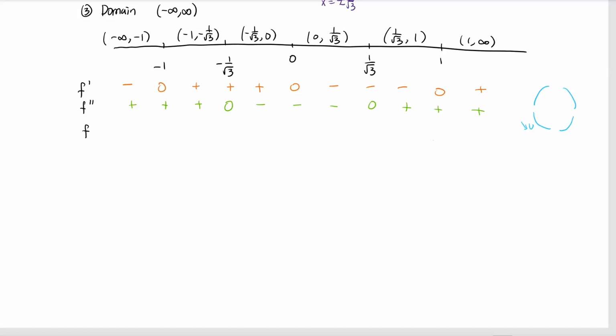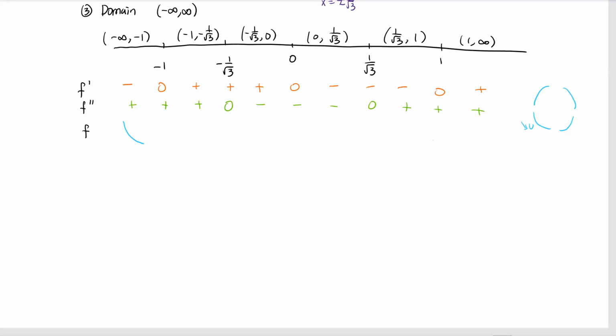Decreasing and concave up is the left lower corner, so we have it like this. And on the points, it's just points. So usually you fill in either inflection points, local max, or local min on the points. We draw the shape on the intervals. So here we have the intervals.